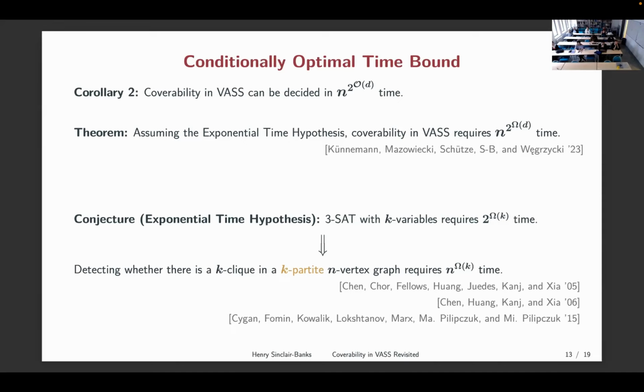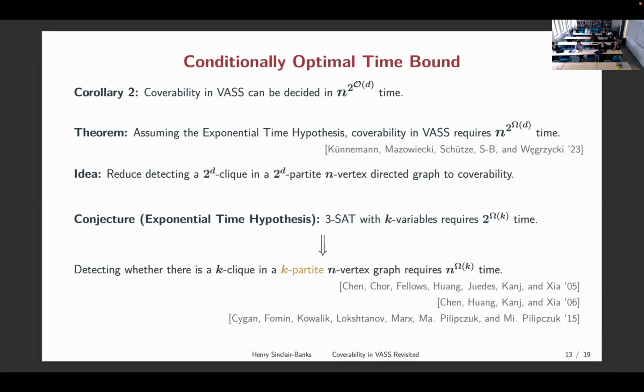The exponential time hypothesis says that this requires n to the omega k time, and thanks to these wonderful people, you can actually assume your graph is k-partite. So finding a k-clique in a k-partite graph really asks, can I pick a node from each of the k parts, which makes a k-clique? And so that's the problem that we're going to reduce from.